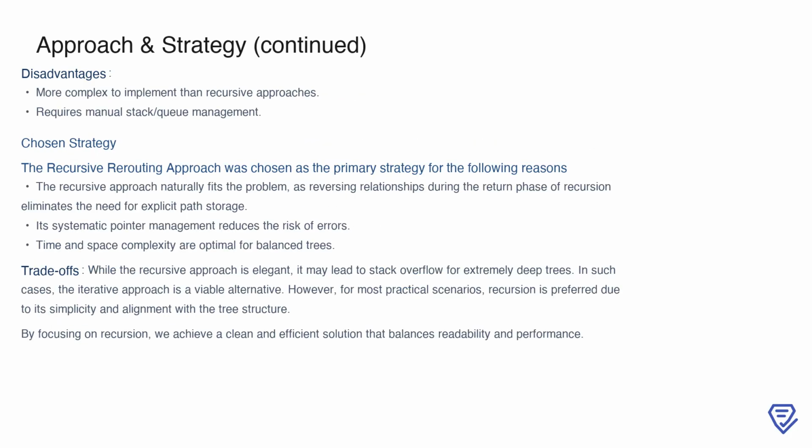After evaluating the different approaches, the recursive rerouting method was chosen as the primary strategy for solving this problem. This approach is preferred because it naturally fits the structure of the problem, allowing us to reverse parent-child relationships during the return phase of recursion without needing explicit path storage. Its systematic and clean handling of pointer updates minimizes the risk of errors, and its time and space complexity are optimal for balanced trees. However, it's important to acknowledge the trade-offs. For extremely deep trees, recursion may lead to stack overflow, in which case the iterative simulation approach serves as a viable alternative.